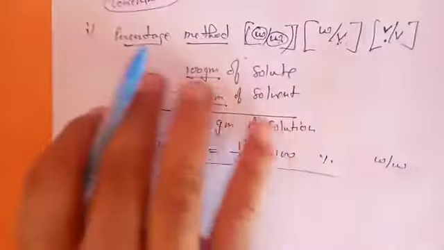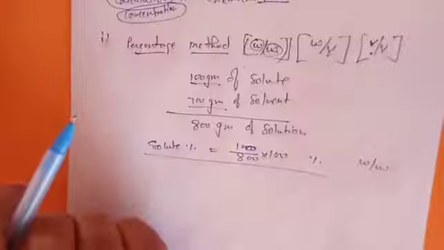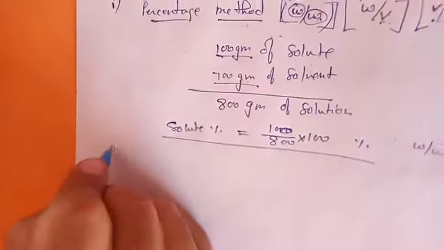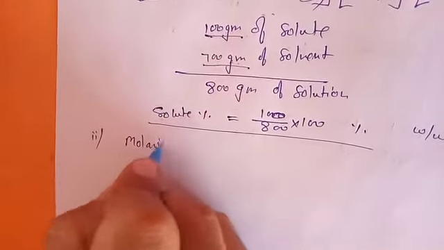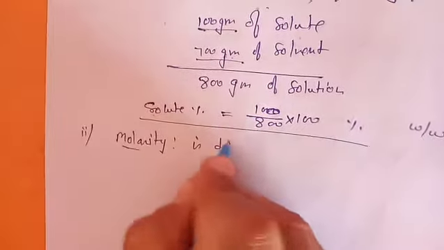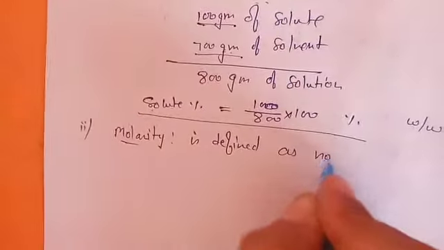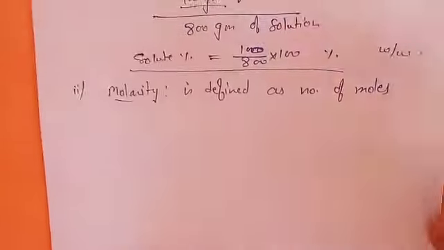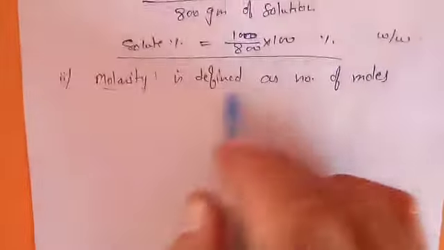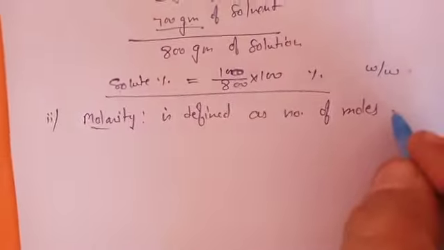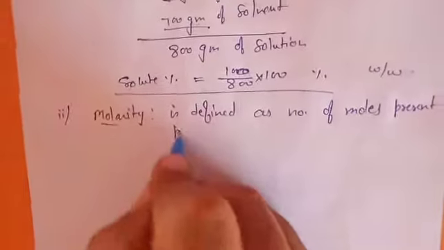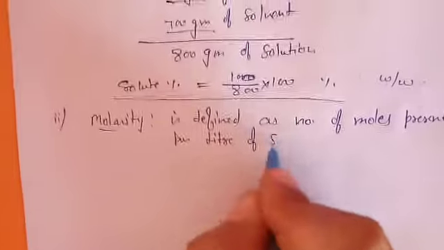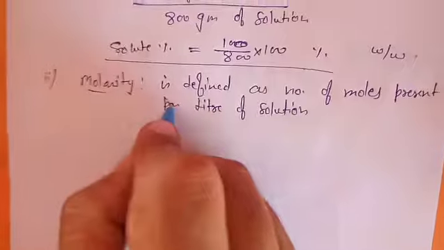Now, this is the usual simple method to express the composition of any mixture. A little bit more, on the basis of the mole concept, we have to discuss. That is molarity. Molarity is defined as the number of moles present per liter of solution. You know that number of moles is a unit for amount of substance, and you must know how to convert a given amount into number of moles.